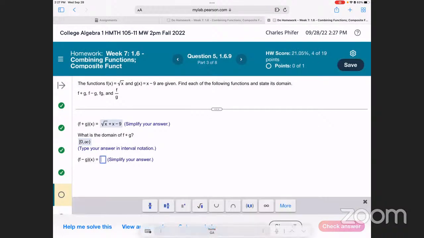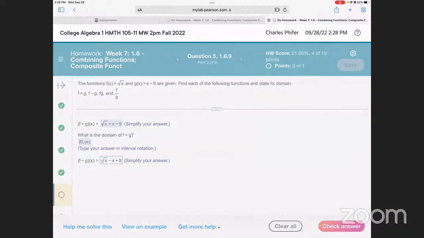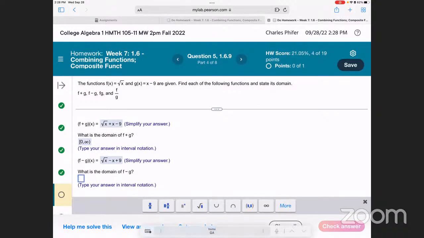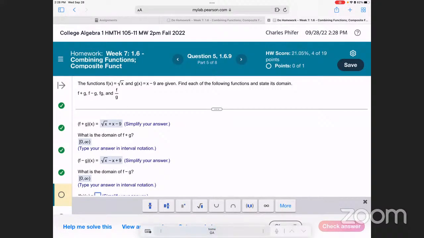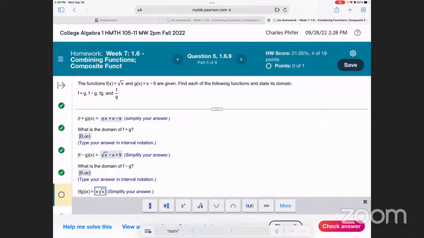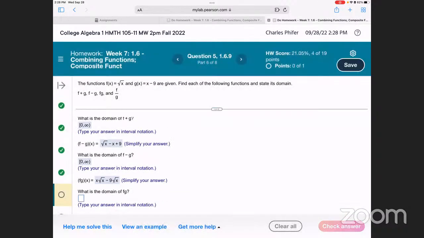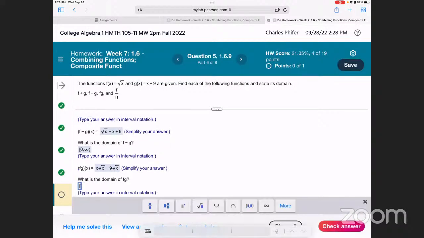F minus g. So now the negative is in front of g, so we need to be prepared to distribute that negative, right? So we're going to have the square root of x, and if we distribute that negative, it's going to give us minus x and plus 9. Same kind of argument as the first part as far as the domain: 0 to infinity. F times G. We need to distribute the square root. That's going to give us x times the square root of x minus 9 times the square root of x. Same kind of deal. Restriction is we can't take the square root of a negative, so 0 to infinity.